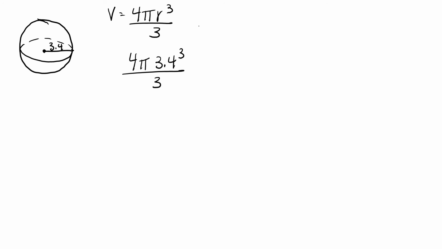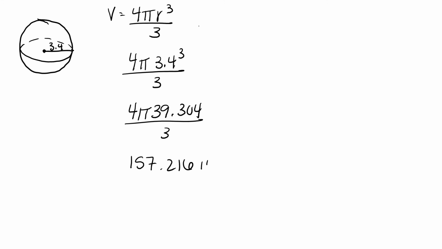Solving the exponent, 3.4 to the third power gives us 39.304. We multiply that number by 4 to get 157.216. Dividing that by 3, we get 52.4053 repeating. Do not round your answer yet.